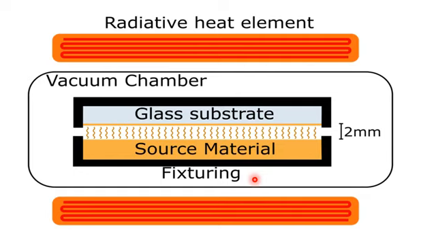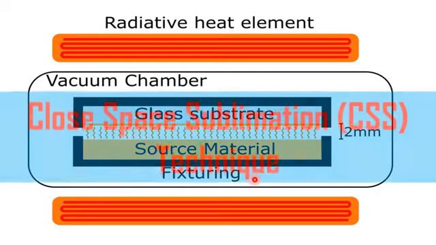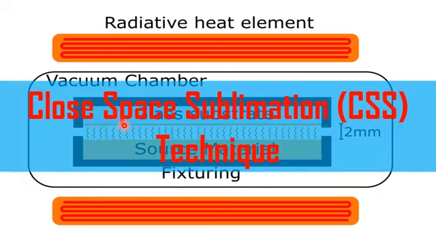Today, I'm going to discuss one of the simplest physical vapor deposition techniques, known as the close space sublimation technique, for the deposition of thin films. Dear student, please note that close space sublimation is the simplest technique for thin film deposition.